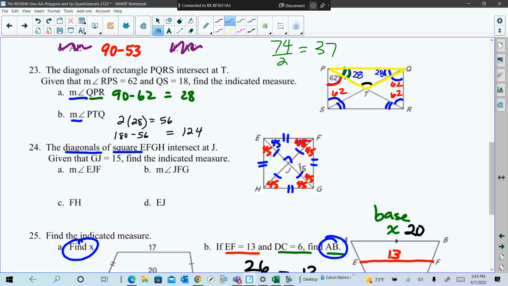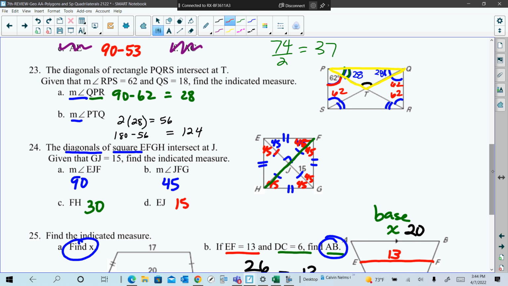So the first one, they're talking about angles. The measure of angle EJF, that right there is going to be 90 degrees. Now, JFG, that's going to be 45. Now, the measure of FH, that's going all the way across. Since I knew part of it is 15, that means the whole thing is 30. And then EJ was just part of the diagonal right here with that tick mark, so that was 15. Okay.